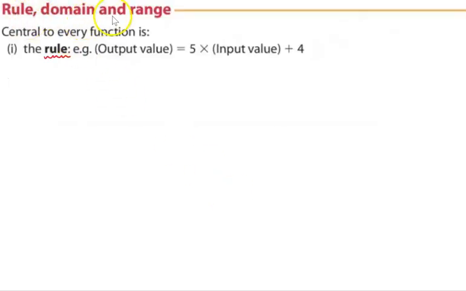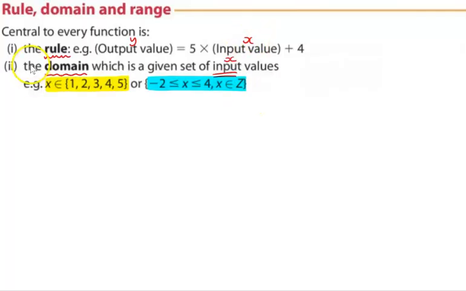So rule, domain, and range. Central to every function is the rule. So for example, the output value is equal to 5 times the input value plus 4. Now this is just one example of a rule. The output value we can call y, and the input value we can call x. The domain is a given set of input values. For example, x is an element of 1, 2, 3, 4, 5. So this is one example telling us that the input, the x values, are 1, 2, 3, 4, and 5.